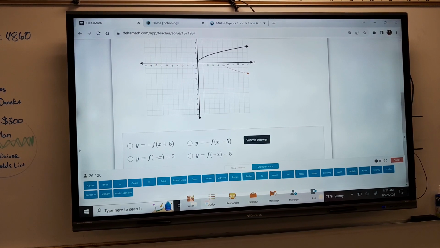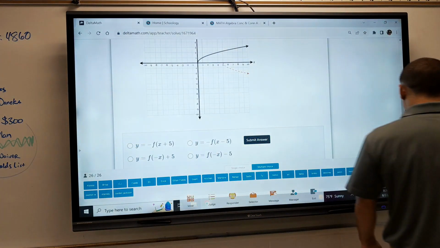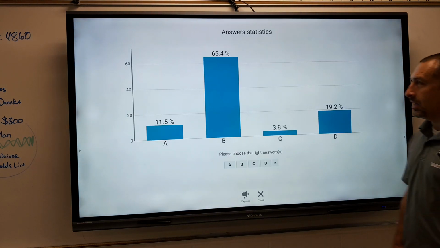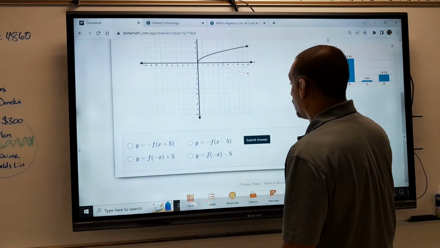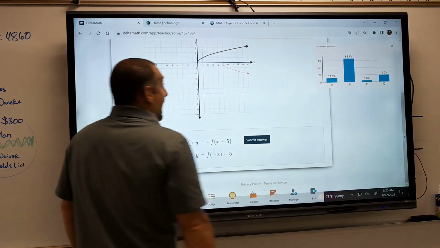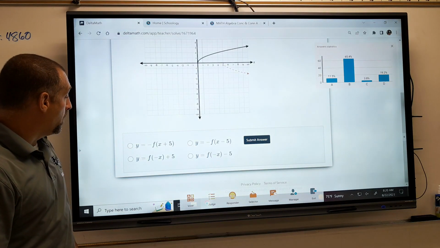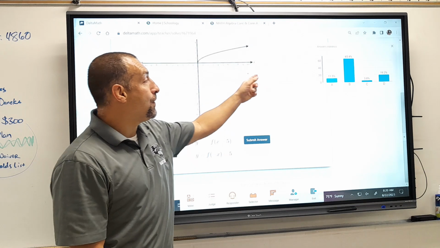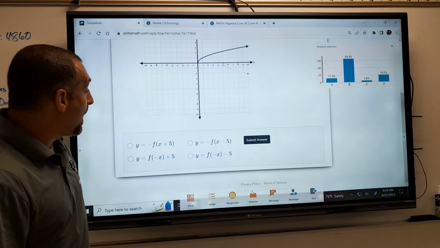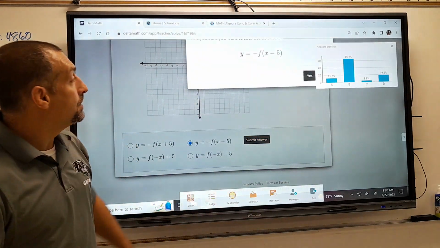Everyone answered. Hopefully this was a little better. The last one kind of hurt a little bit to see that data. Still at 65%. That's if the majority is correct. The negative in front flips it. So we should have a negative in front, so it's either A or B. And then it got moved right 5, and that's a -5 on the inside. So B, I believe, is correct.